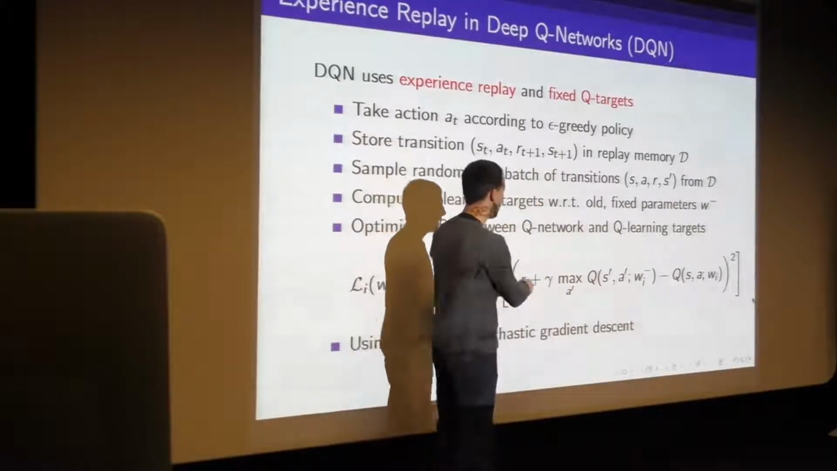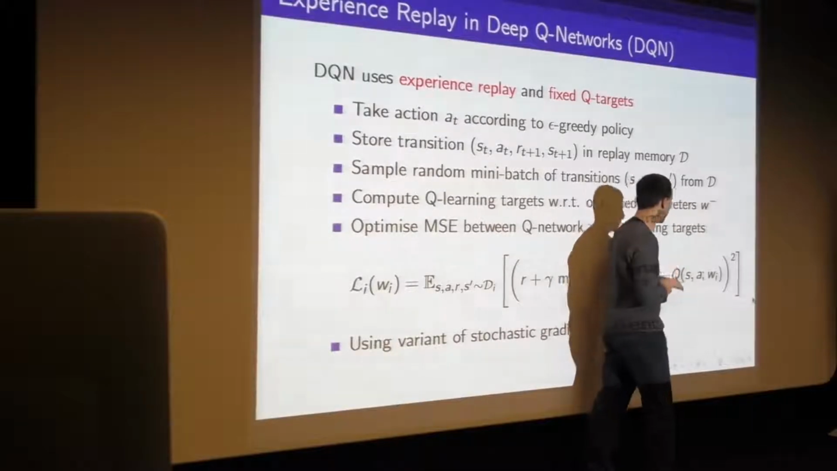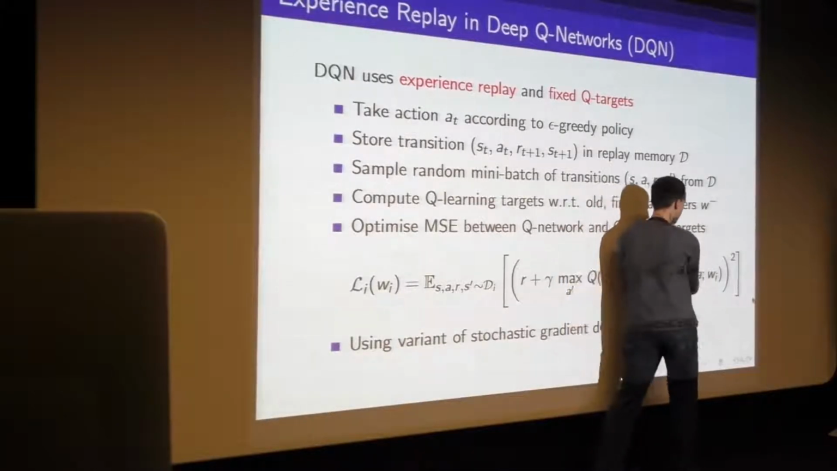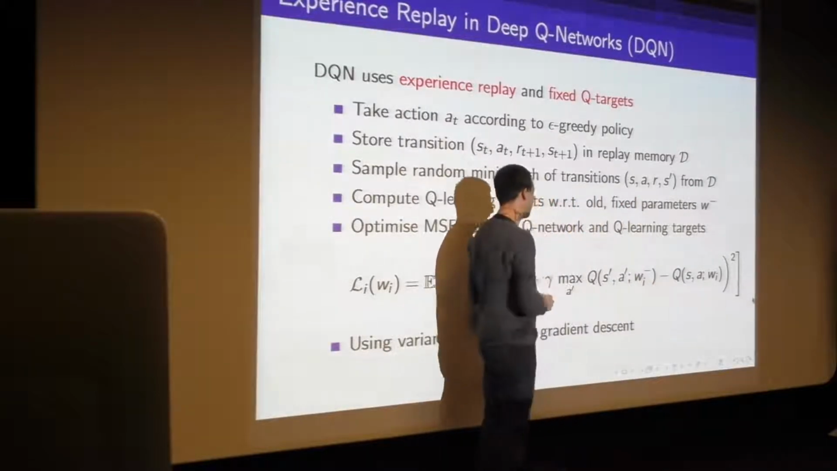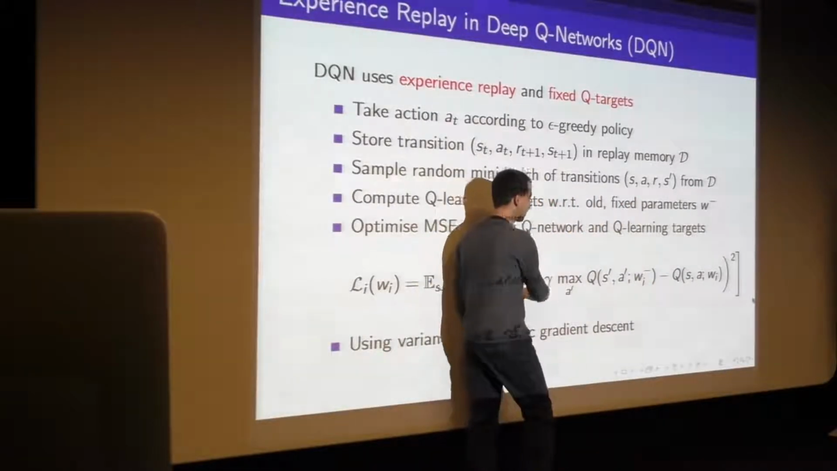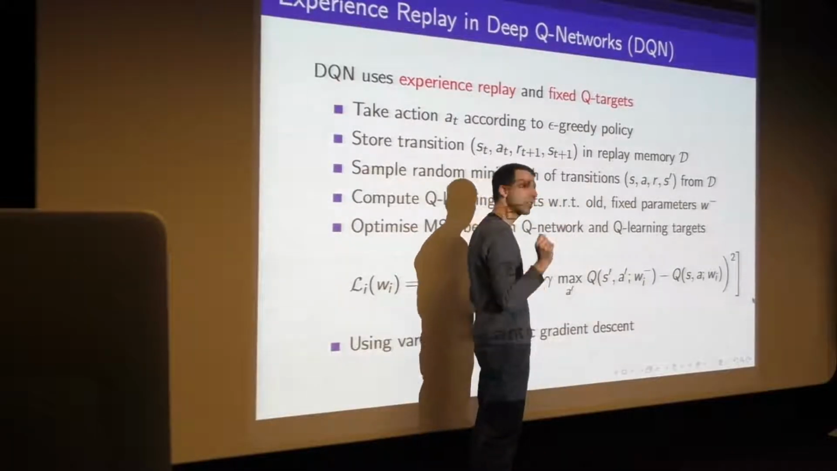So we're just looking at the error between what we thought would happen according to our Q network, which is our function approximator. We plug in the error between that and the reward plus the maximization over the actions that we might do next. So this is just like in Q learning.